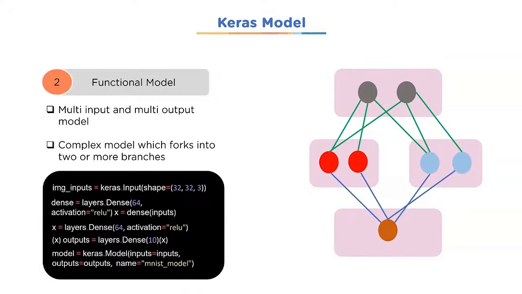And so in here we do have the 2 complex models coming in. We have our image inputs, which is a 32 by 32 by 3, or 3 channels, or 4 if you're having an alpha channel. You have your dense layers, dense 64 activation using the ReLU, very common. x equals dense inputs, x equals layers dense 64 activation equals ReLU, outputs equals layers dense 10 x, model equals Keras model inputs equals inputs, outputs equals outputs, name equals minced model. So we add a little name on there. And again, this is this kind of split here. This is setting us up to have the input go into different areas.